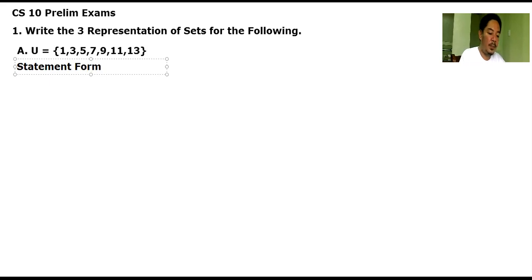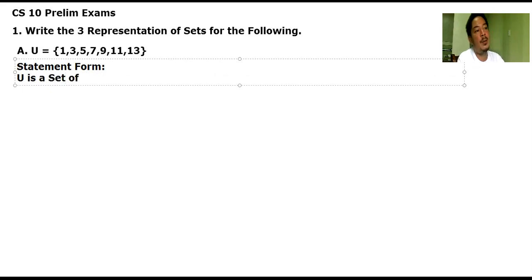Statement form. Okay, so for the statement form, we have U is a set. Ano po ba yung 1, 3, 5, 7, 9, 11, 13? Hindi naman po sila prime number. Ang prime number lang dyan ay 1, 3, 5, 7, 11, at 13. Yung 9, hindi prime number. So, sila po ay integer, positive odd integer.